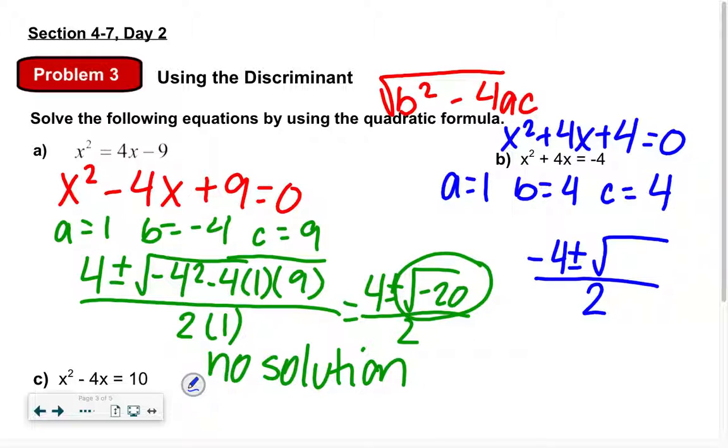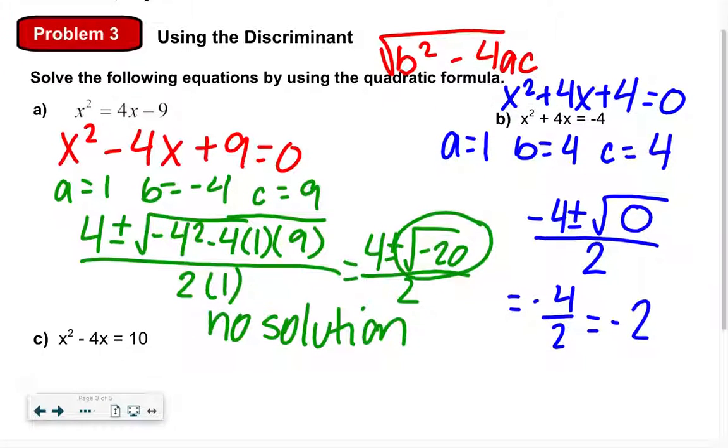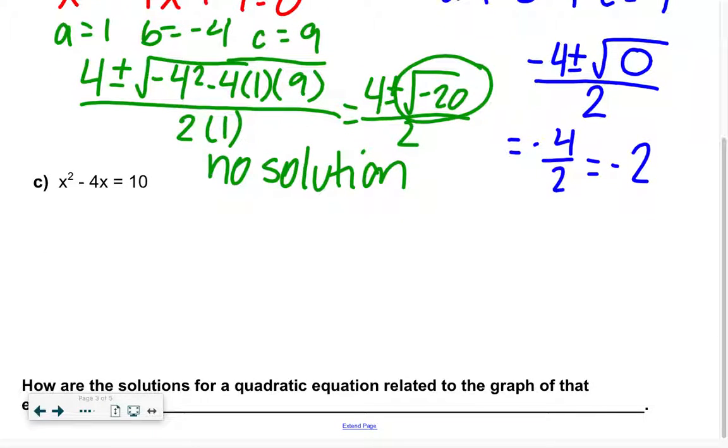You got square root part figured out? 0. Yesterday, what did we learn about square root of 0? There is one answer, it's equal to 0. If I don't add or subtract anything, I just have negative 4 divided by 2, which is negative 2. So negative square root gives me no solution. Square root of 0 gives me one solution.